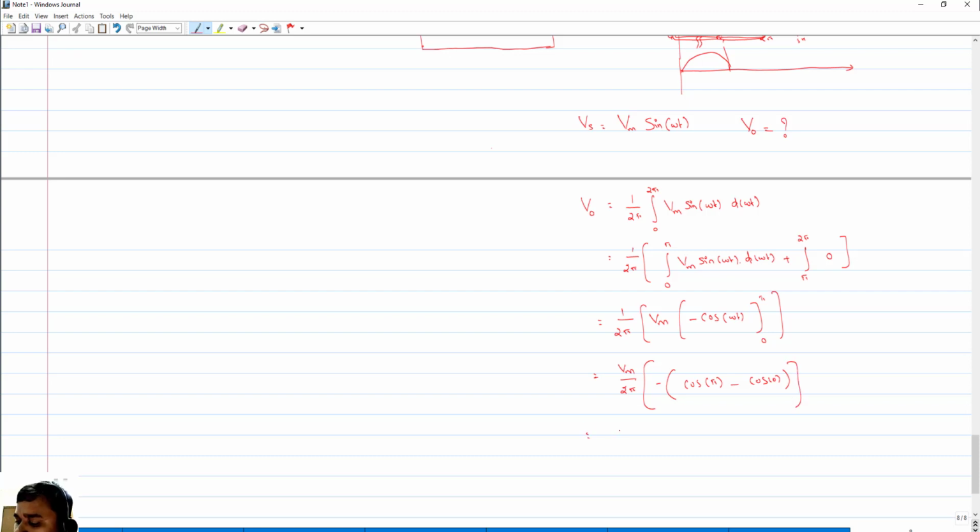Now what do you do? Vm by 2 pi, minus cos pi is minus 1, cos 0 is 1. So minus 1 minus 1, minus 2 into minus 2, plus 2. These two cancel. So the average voltage, I have taken for the whole area, that is the average. The average voltage that appears across the resistance is Vm by pi.